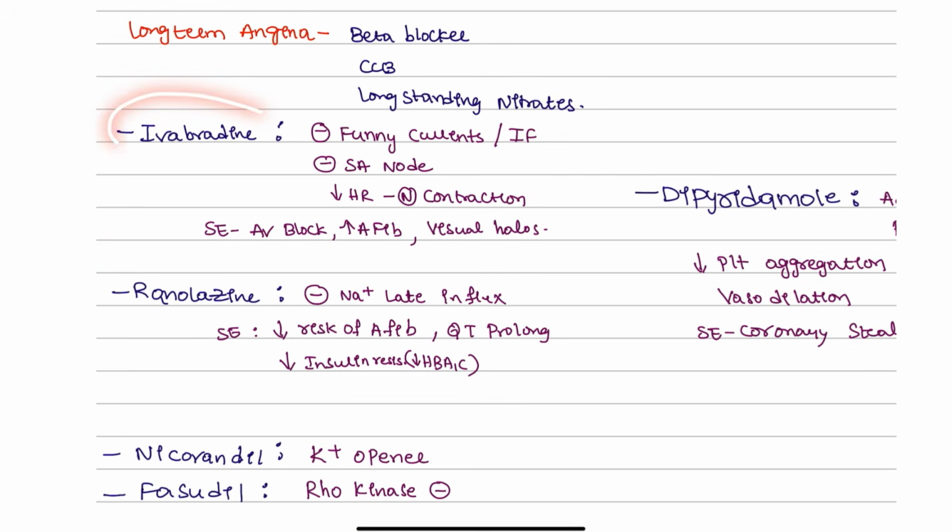What is the mechanism of ivabradine? It is going to block the funny channels, such as sodium funny channels. It is going to block the SA node. What happens if you block the SA node? It is going to decrease the heart rate, right? Side effects are AV block, atrial fibrillation can be triggered, and visual halos.